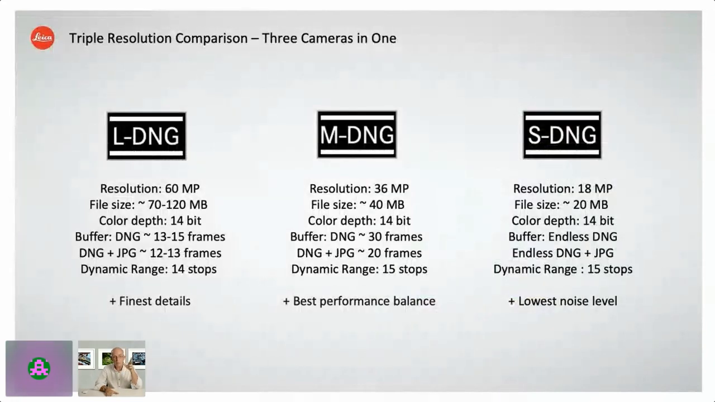For instance, you've got three different resolutions available to you, and this means it's kind of three cameras in one. You've got 60 megapixels maximum resolution, which shoots a little bit slower. You don't have quite the buffer, or the buffer will fill up a lot quicker, obviously, but it has the maximum resolution possible. Then you've got your medium DNG setting, which is 36 megapixels, shoots a little bit quicker, and the buffer will fill up with more images. And then you've got the small DNG at 18 megapixels, which you can shoot continuously, with your finger held down, without the buffer ever filling up.